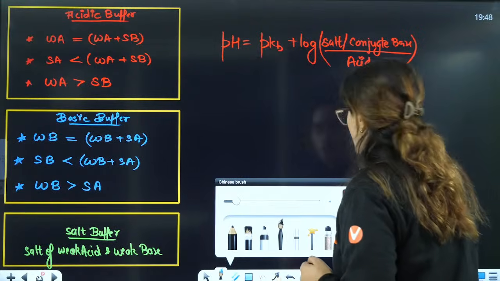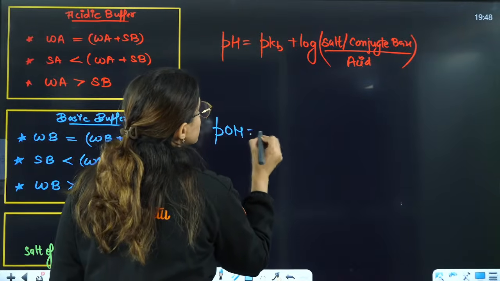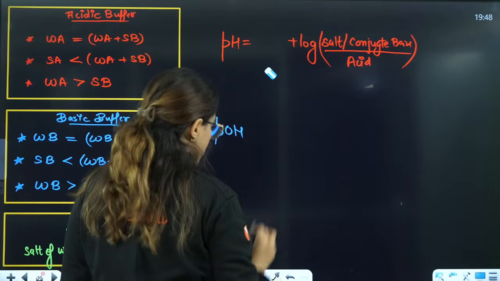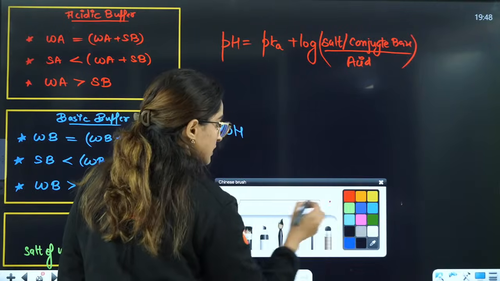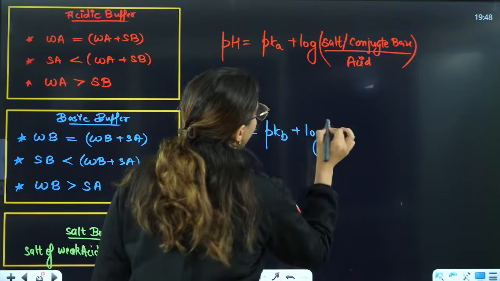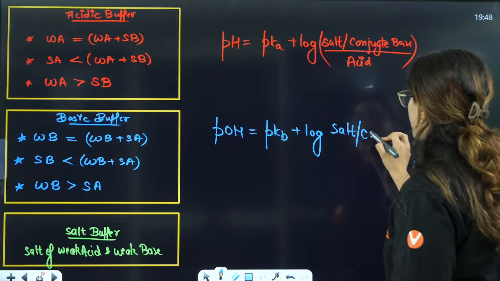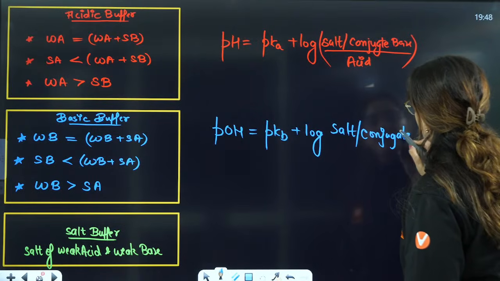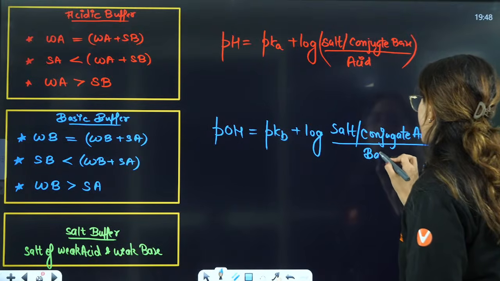Then what is the formula of pOH here? pOH is equal to... why have I written pKa here? This is supposed to be pKb. This is going to be pKb plus log of salt, or in case of basic buffer, it will be conjugate acid divided by base. Okay.